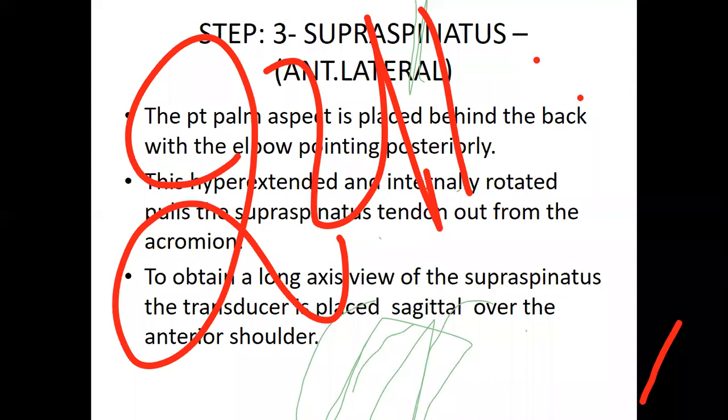Now in the lateral anterior compartment, the patient puts the palm behind the back with the elbow pointing posteriorly. This hyperextension is very, very important. It rotates the supraspinatus tendon out from under its acromion position. So in this anterior lateral compartment, we want to appreciate the supraspinatus tendon. Within this, now you want to come above.